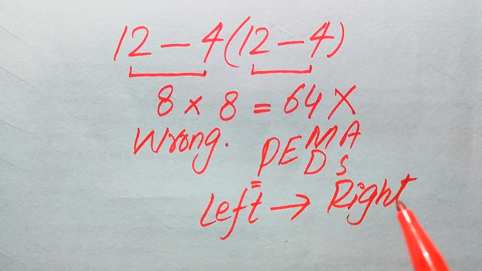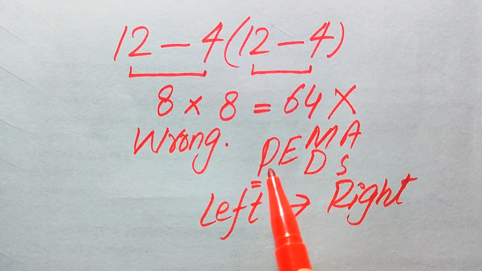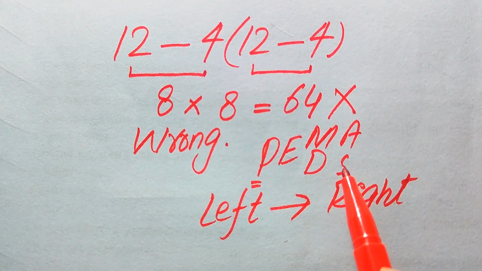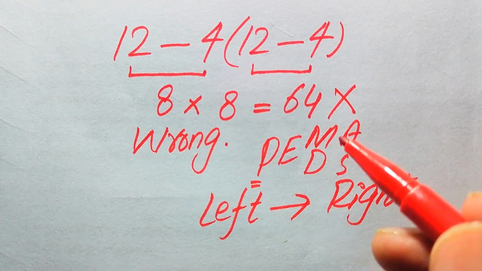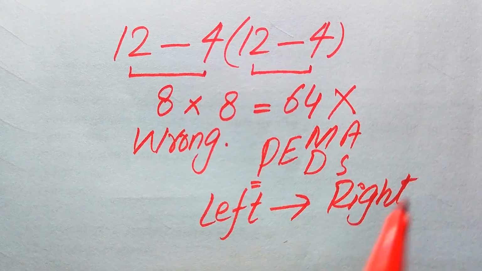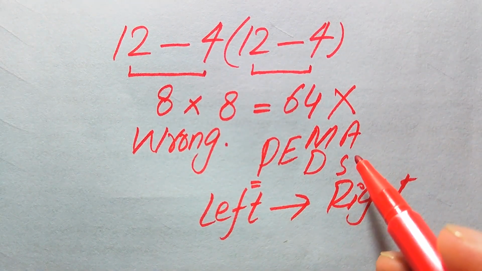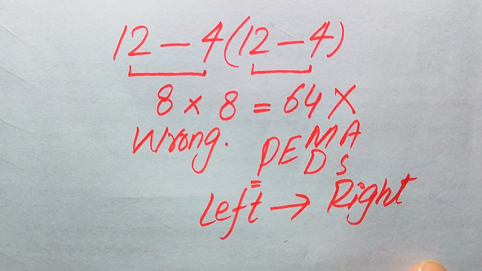It means that we give the first priority to the parentheses and we give the last priority to the subtraction. Further, remember one thing: multiplication and division have equal priority. Also, addition and subtraction have equal priority.